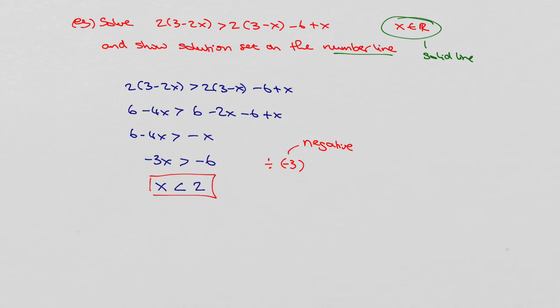To show that on the number line: less than 2 and a real number. Less than means I have to put an empty circle on 2 because it's not equal to 2. And less than means I'm going to go to the left-hand side and draw a solid line, because it is an element of the real numbers. And again, an arrow showing it's going indefinitely to the left-hand side, heading towards infinity.